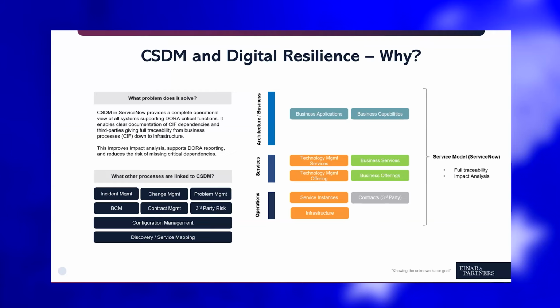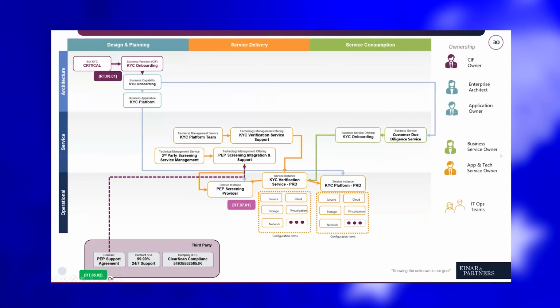And then on the right side, you then also see how such a service model can look like. So these are typically the objects that are then involved. And that gives that full traceability, and that can also be used for impact analysis. So if we look at the model itself, this might be a bit overwhelming, but actually let me use a pointer to run you through this.